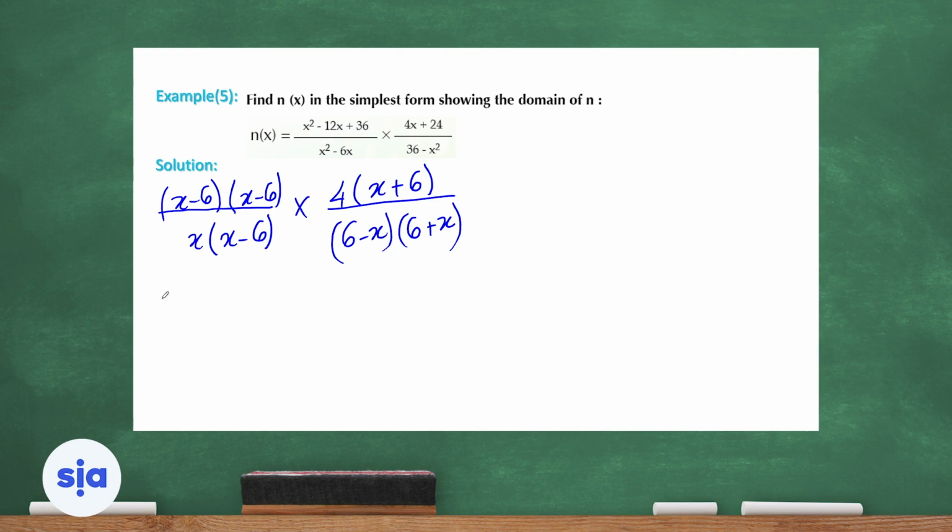And now, before you start simplifying, you need to find the common domain. So the domain in here is all real numbers except, yes, except what? Excellent. Negative 6, 0, and 6. Let's now go and simplify.